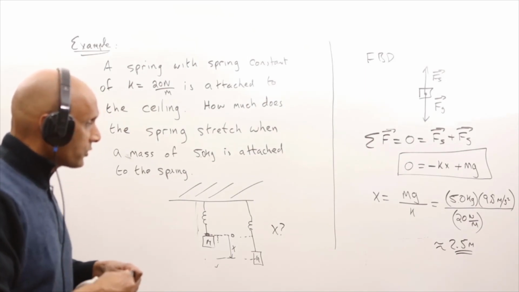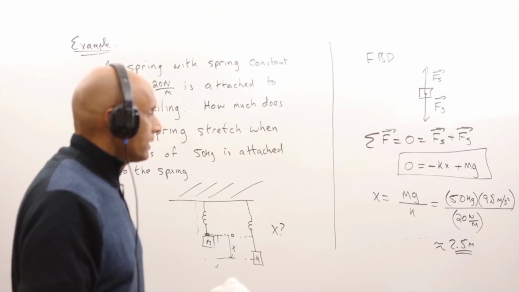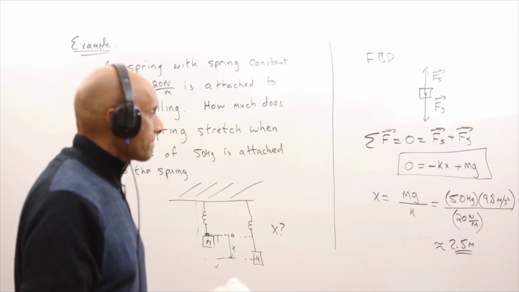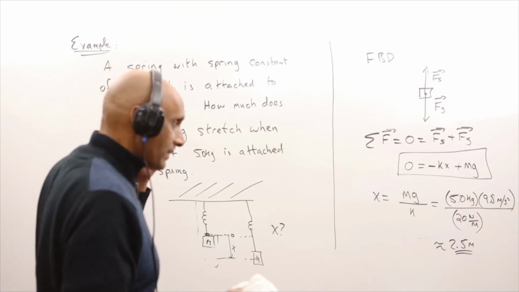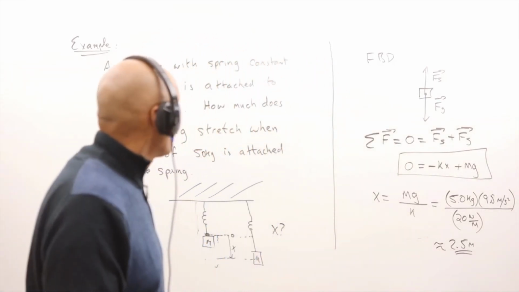There's an error of 20% because of the 9.8. Actually, it's a 2% error. Anyway, so this is an example of Hooke's law.